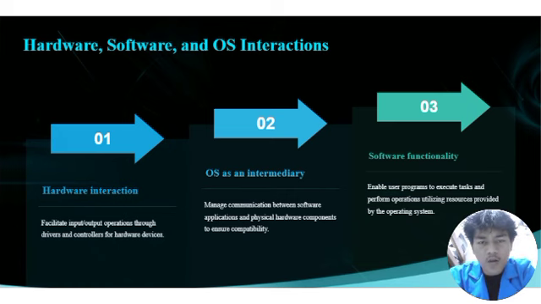Hardware, software, and OS integration. Number one, hardware integration facilitates input and output operations, retrieval, and control for reading devices. Number two, as an intermediary, it manages communication between software applications and physical hardware components to ensure compatibility. Number three, software functionality enables user programs to execute tasks and perform operations using resources provided by the operating system.